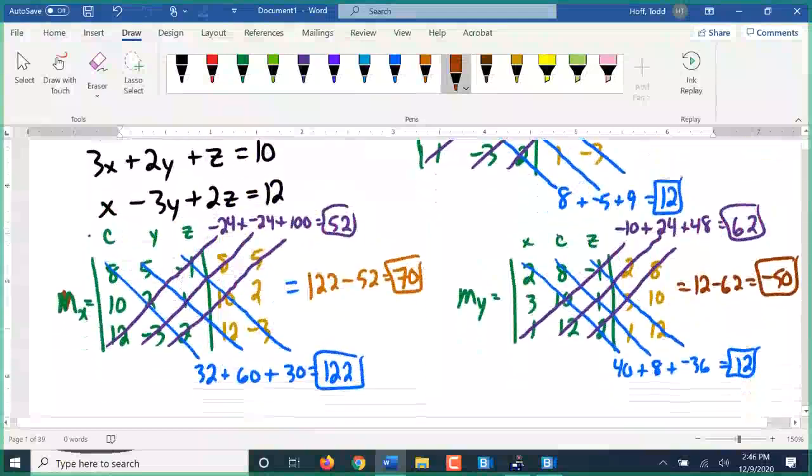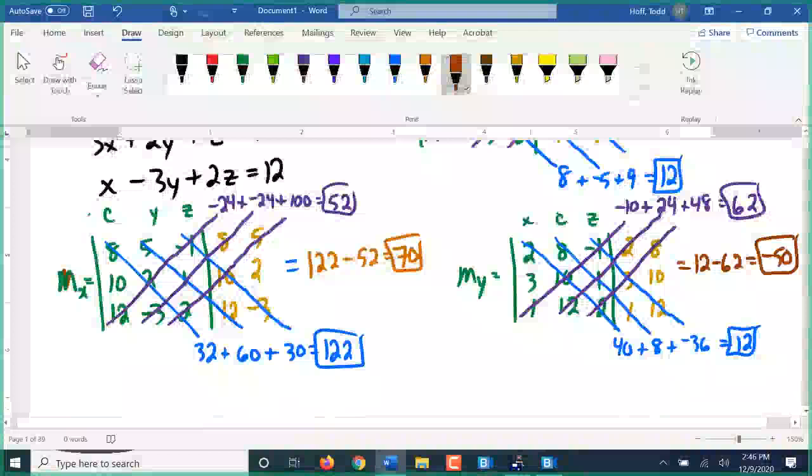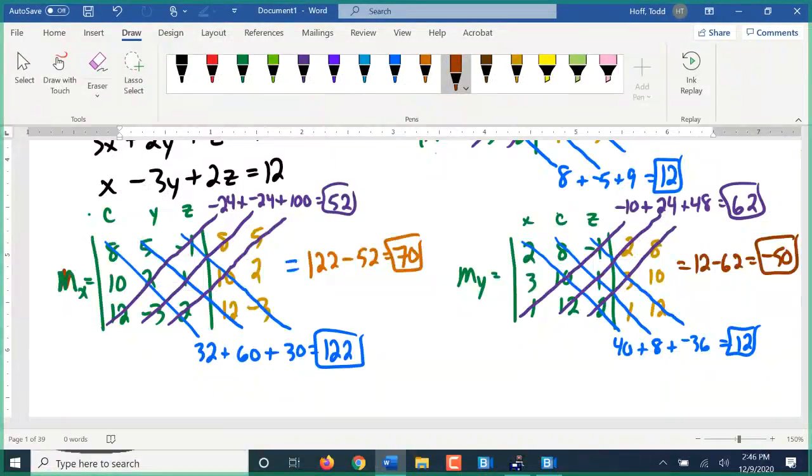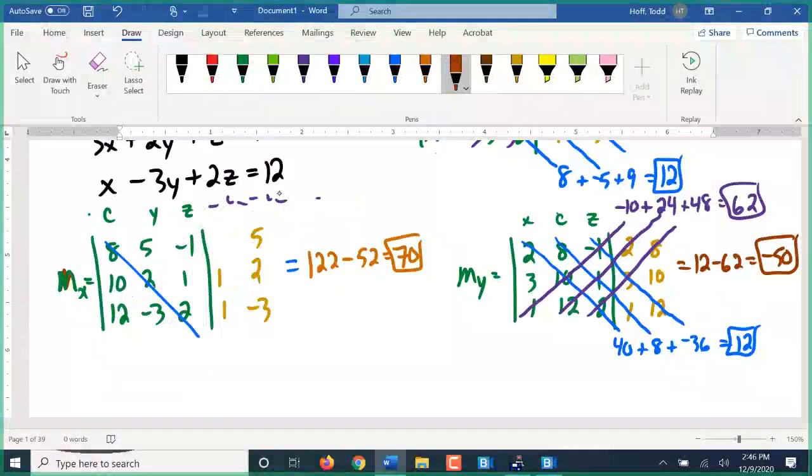Oh, I see what went wrong on our X matrix. Should be 52, shouldn't it? Nope, that should be 50 or 62. That's correct. 48. What's that? 24 plus 48 is 62. How about the negative 10? 24 plus 48 is 72. Yep.